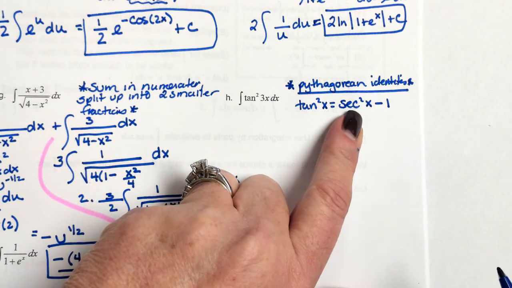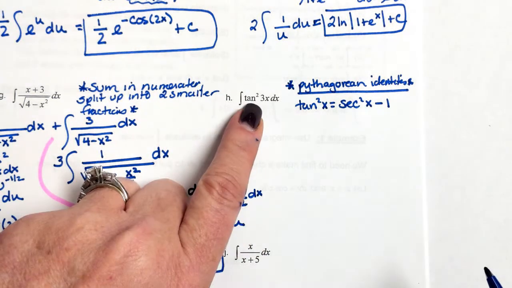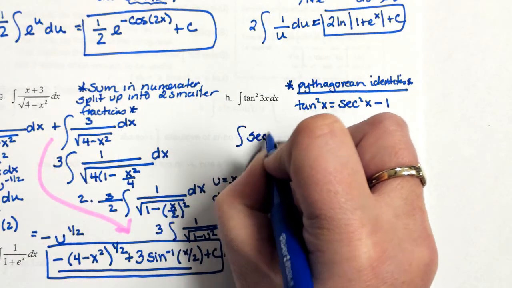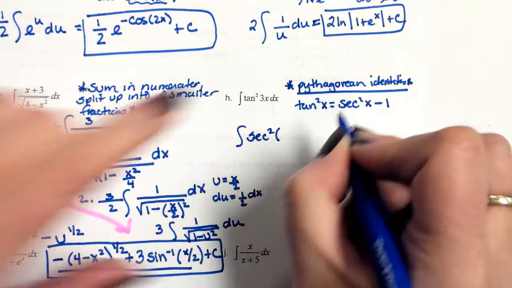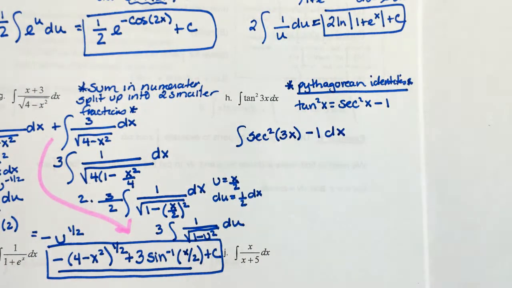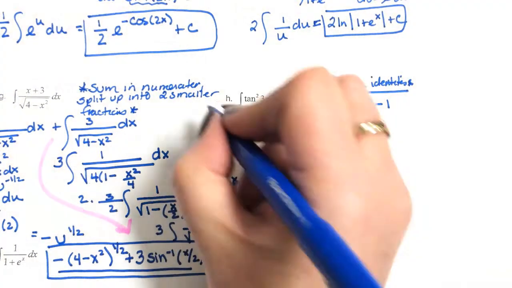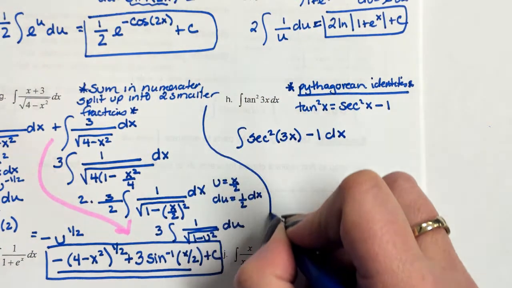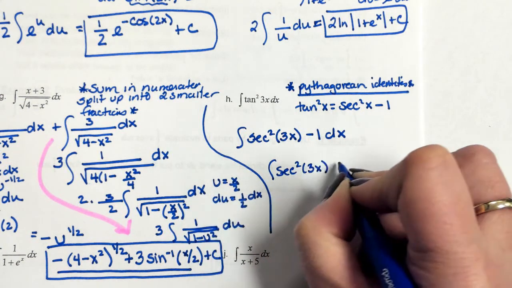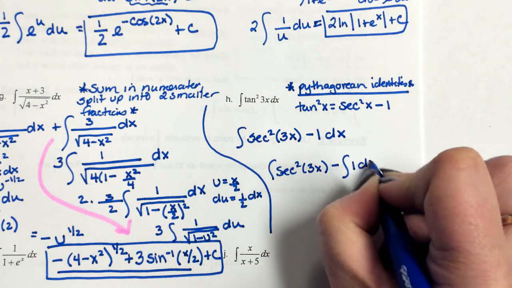Because you can integrate secant squared. So I can rewrite the tangent squared of 3x as secant squared, just replacing the x with a 3x in your Pythagorean identity, minus 1 dx. Again, I can split up this integral. Just draw a line here. So again, I'm going to integrate secant squared of 3x minus the integral of 1 dx.